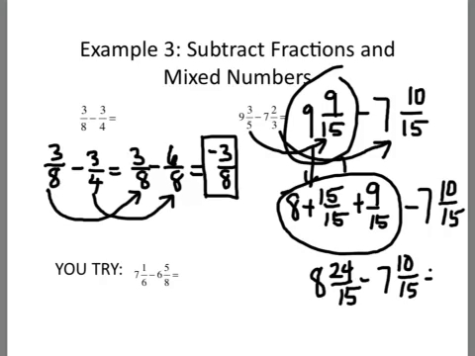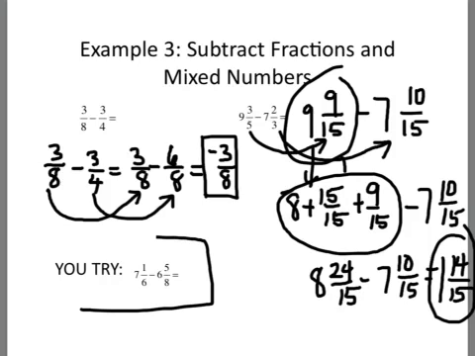So now I'm going to subtract the whole number minus the whole number, which is 1, and 24 minus 10, which is 14. And so my denominator stays the same because I had like fractions, and I have 1 and 14/15. This is the last you try. Please take a look at this guy. Give it a fair effort. Pause here if you haven't tried it yet, because the next slide will be the answers.